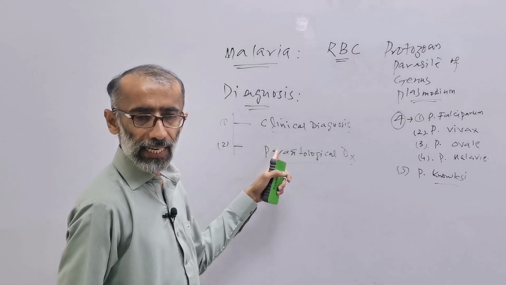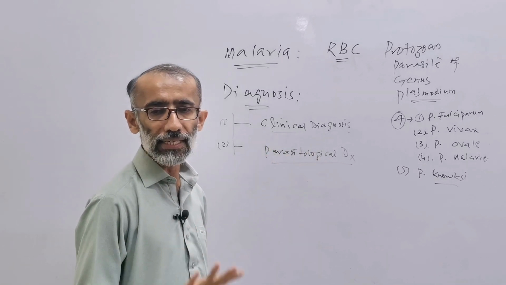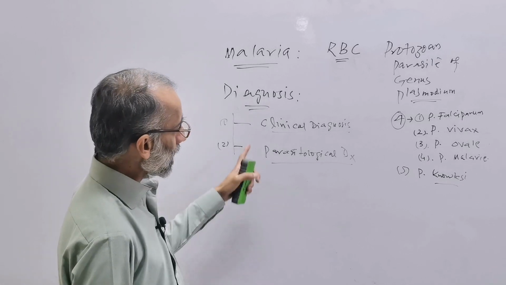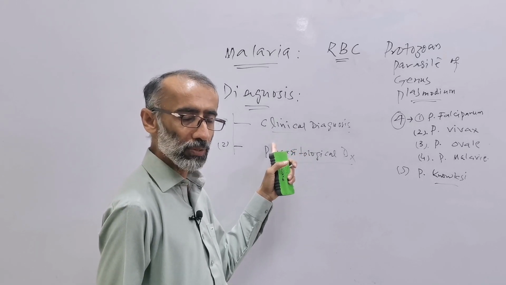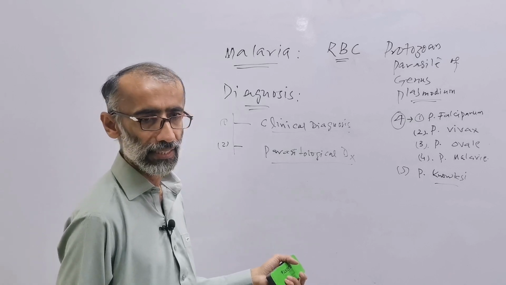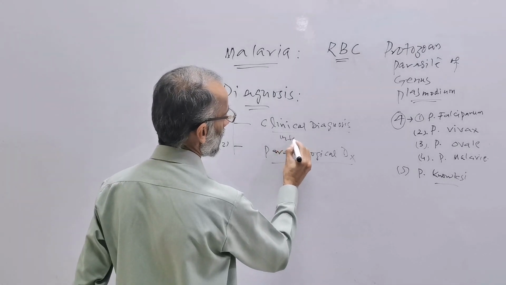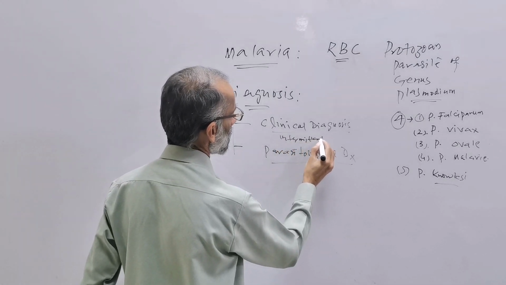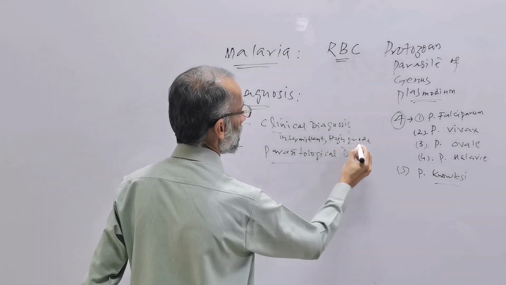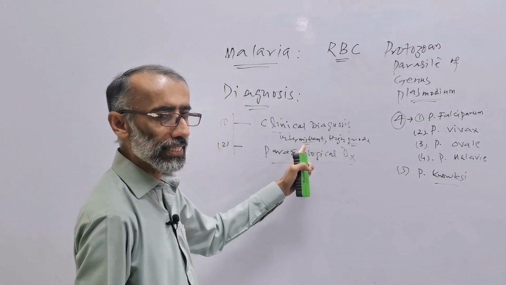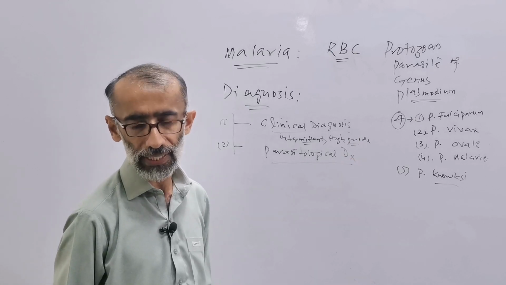The first signs and symptoms of malaria are always non-specific. Malaria is suspected clinically on the basis of fever or a history of fever. Fever is intermittent, high grade, associated with chill and sweating.